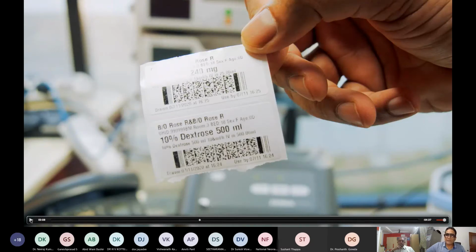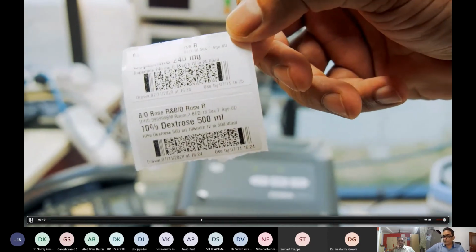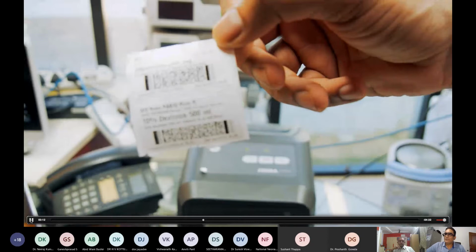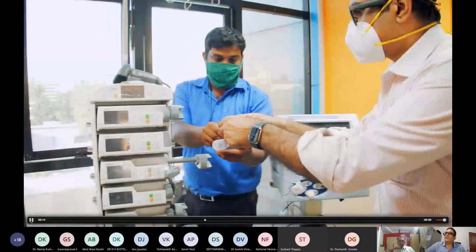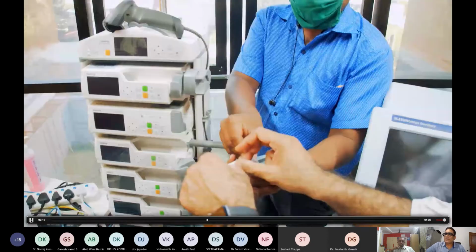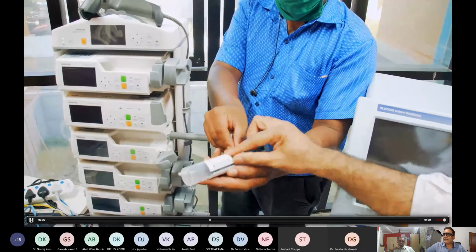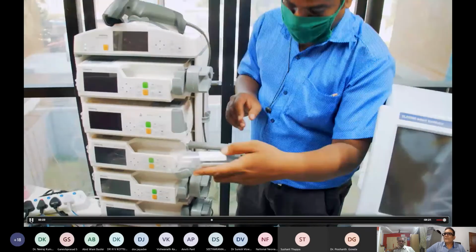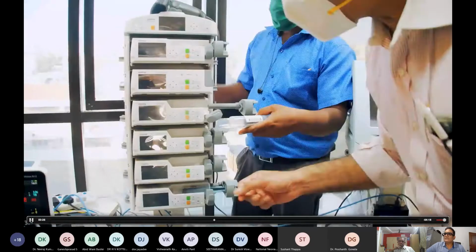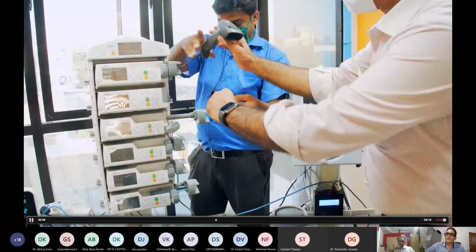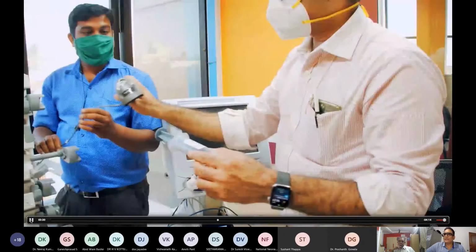This is to ensure that the nurse prepares the correct medicine and then puts the sticker onto the medicine. And if the sticker on the prescription doesn't match, then the pump will not accept it. So these are all to prevent errors. I'm putting the 10% dextrose label onto the syringe, and once this is done, the nurse places this on the dock, on the syringe pump setup there.